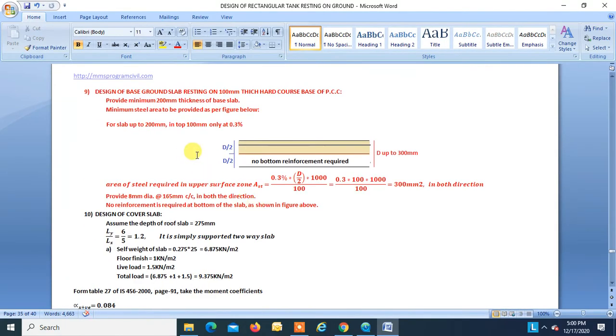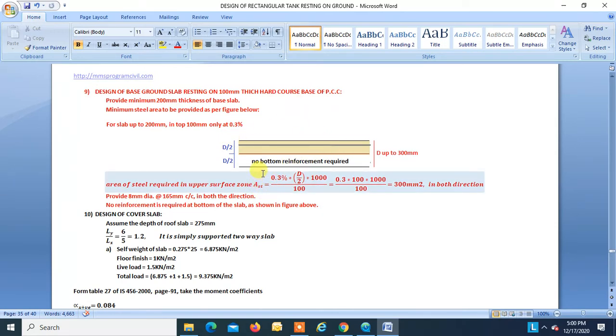And now this is what we are taking. The figure which we saw above is kept over here. So the minimum area of steel required is 0.3 into D by 2 into 1000 mm divided by 100, that is 300 mm square. That is to be provided in both the directions, x and y.